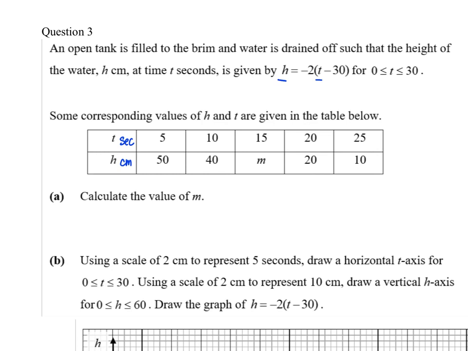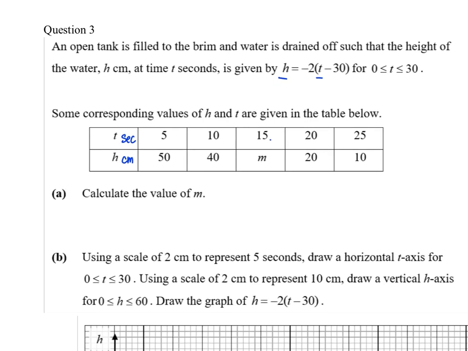Calculate the value of m. When t is equal to 15, h is equal to m. So when t equals 15, h is equal to m. So the height h, now m, is equal to negative 2 times (15 minus 30). You plug in and let's work out the answers.